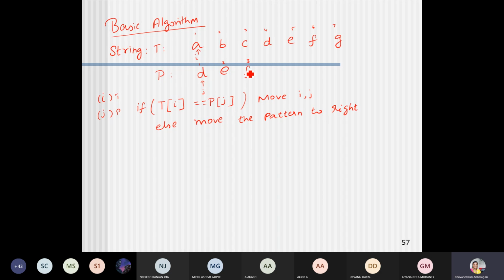So that we can check whether the match is available in the next consecutive set of text that we have as input. Just see in this example whether A and D match. No, A and D do not match. In that case you have to move the pattern towards the right. So I will just move the pattern over here, D, E, F. I'm moving the pattern one step ahead.